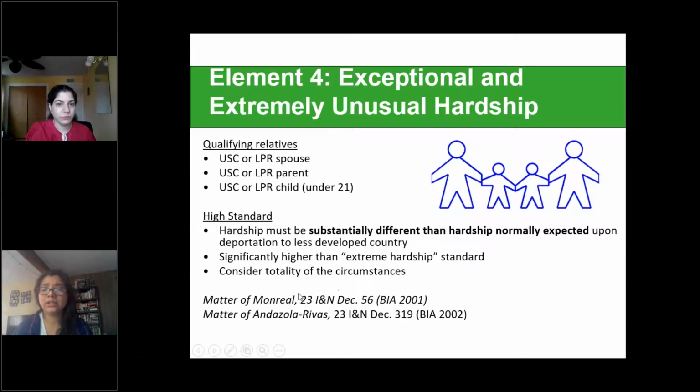So this is a relatively high standard. And then we have included the two cases that you can refer to for a more in-depth discussion of how that high standard can be met. It is a totality of the circumstances test. So think about how you can prove that the hardship is exceptional and extremely unusual, or that is what is normally expected if someone is deported with their family to a less developed country.